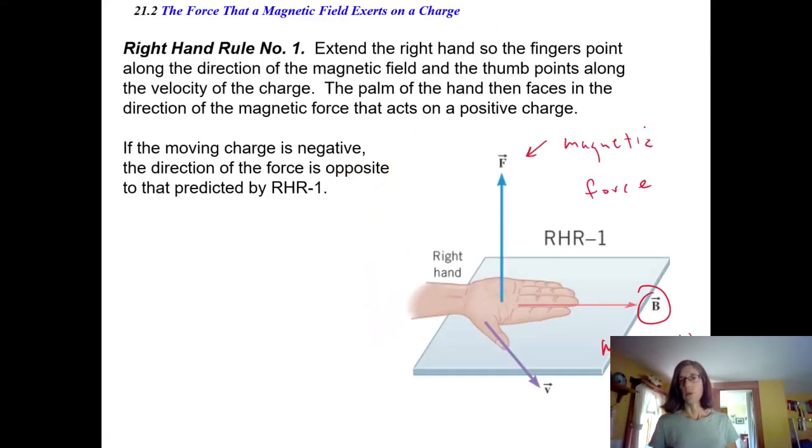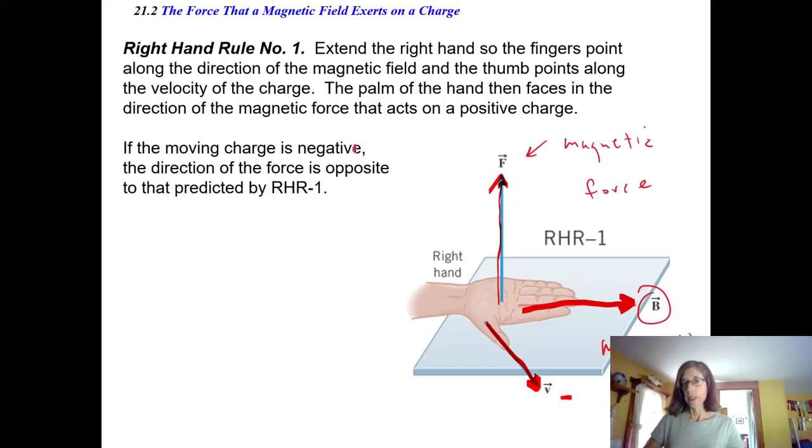So again, the right hand rule: you extend the right hand so the fingers point along the direction of the magnetic field. Or if you don't know that direction, you point your hand in the direction of whatever the particular charge is, or whatever term it is that you know. In this case, the thumb will point along the velocity of the charge or the current, where this current is moving. And then the magnetic force is going to be perpendicular to that magnetic field.